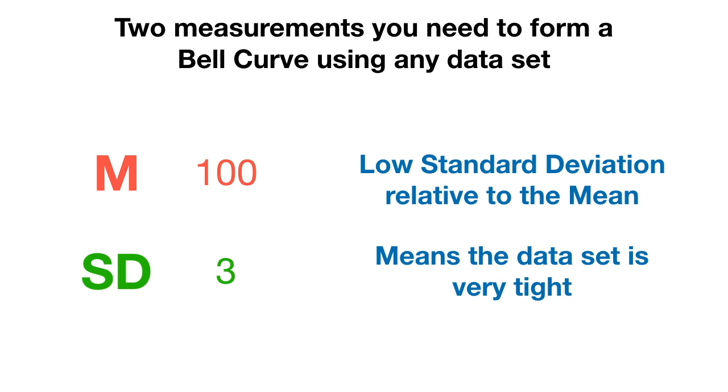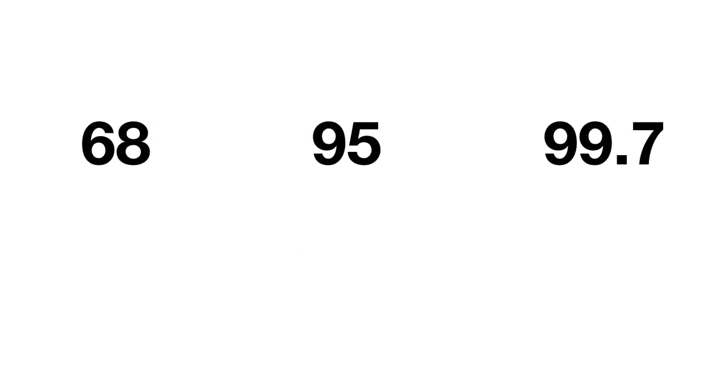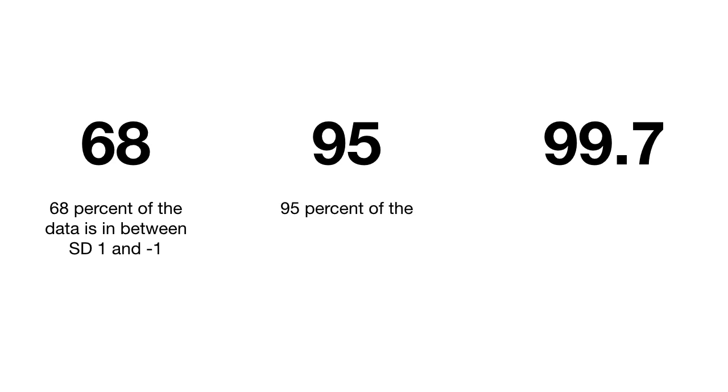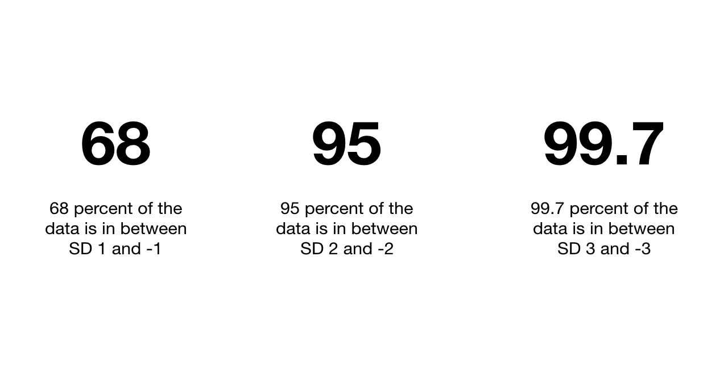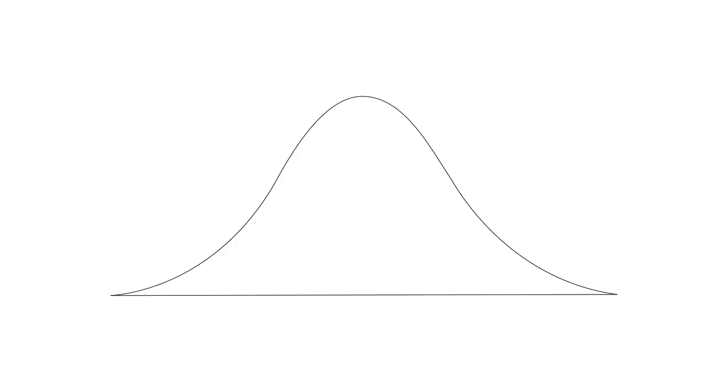Now let's look at something that's very crucial to the bell curve, and that's the 68, 95, 99.7 rule. This rule holds true for any normal distribution that is ever created. What this means is that 68% of the data is always going to be between standard deviation 1 and negative 1. 95% of the data will be between standard deviation 2 and negative 2, and 99.7% of the data is going to be between standard deviation 3 and negative 3. Let's look at what that actually means visually.